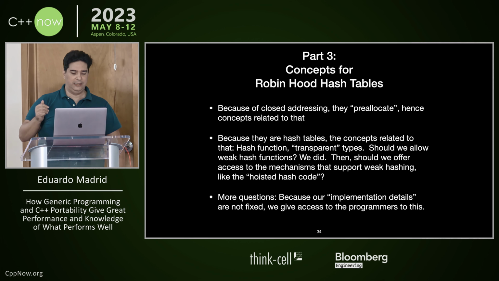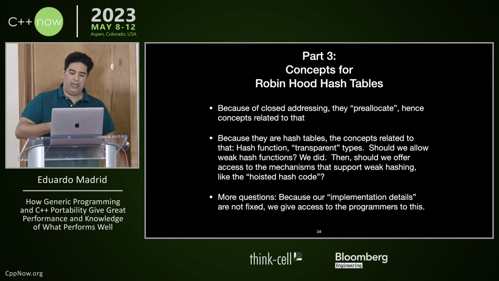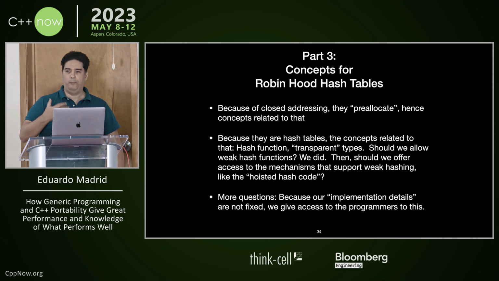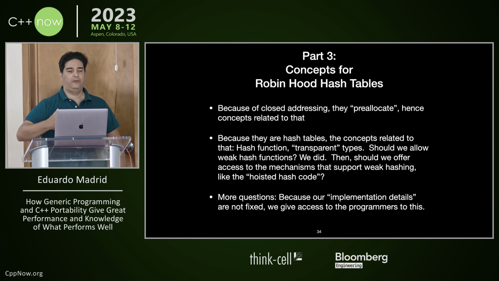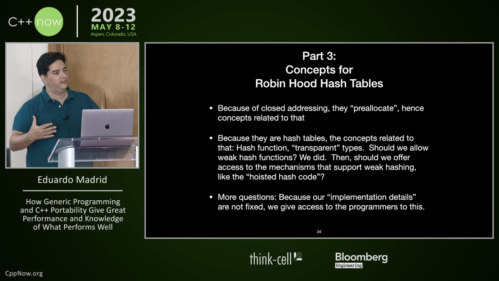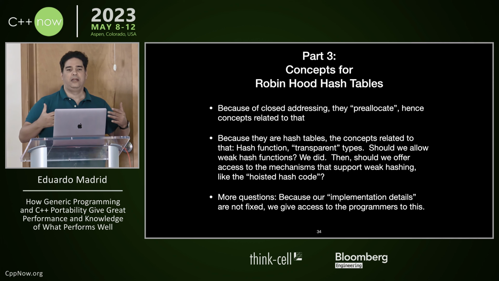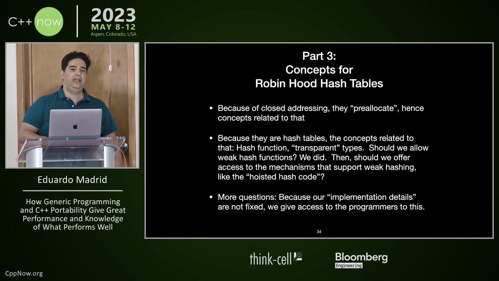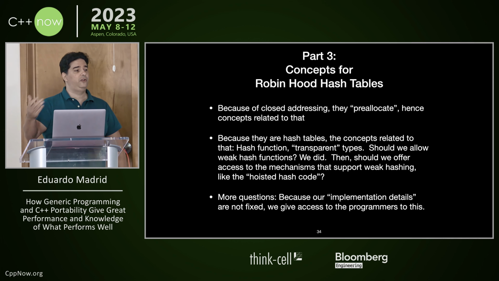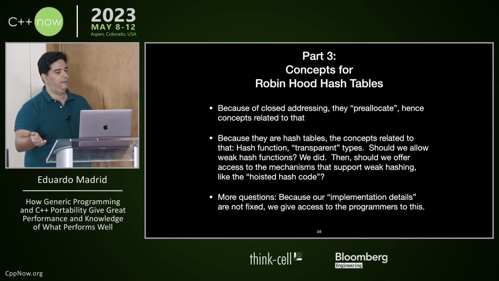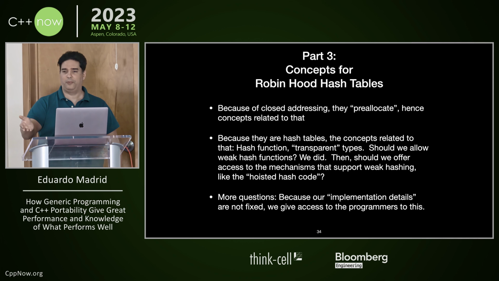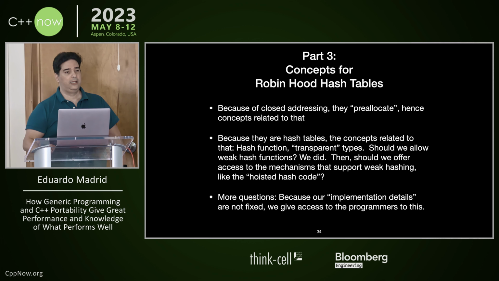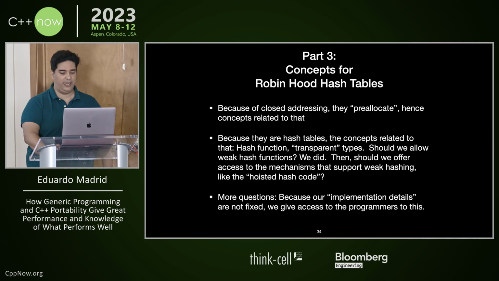So there are concepts related to that. Then my coworker and I decided to support weak hash functions, poor hash functions. And so we made a set of concepts and implementation choices that were defensive with regards to the user-provided hash function. Then, are we going to allow our users to have visibility into all of these mechanisms? And we decided to do it. And if we provide visibility, then we had to support them and honor them and consistently provide access and support.